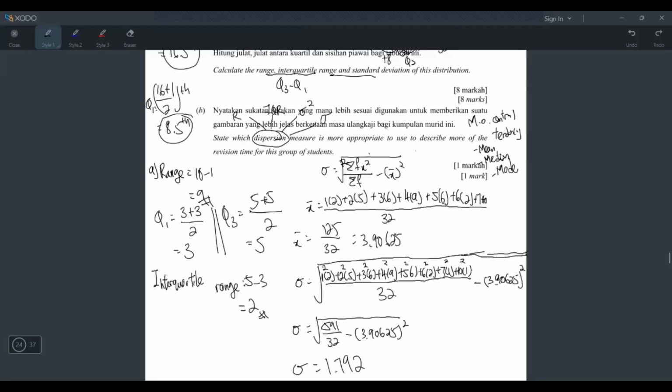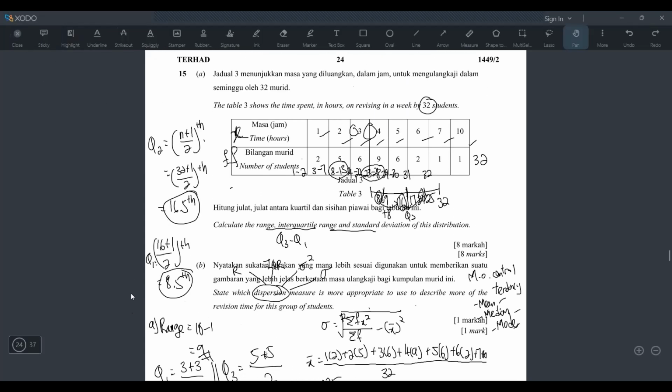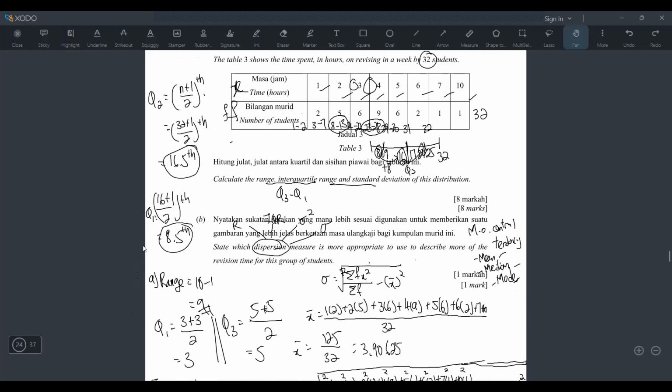But you have to know this also. Measures of dispersion is called sukatan serakan, but this one is called sukatan kecenderungan memusat, central tendency. So this one is mean, median, mode, but for measures of dispersion there are four. They are asking which of these four is more appropriate to describe this data. This data is about revision time, the time for students to revise.